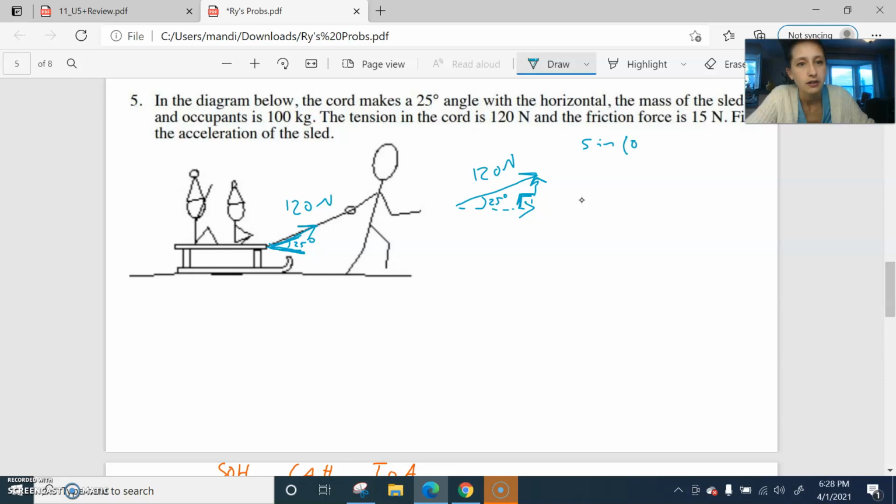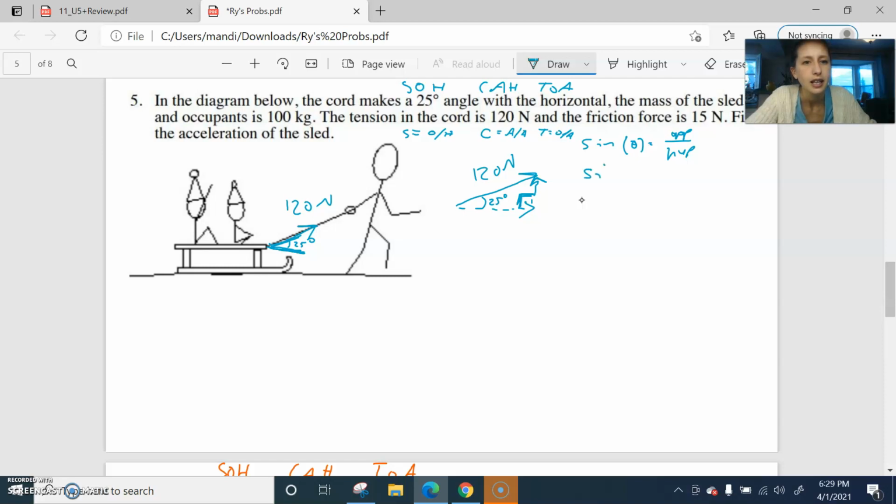Sine of an angle is opposite over hypotenuse. I remember this because I remember SOHCAHTOA, S-O-H-C-A-H-T-O-A. This means sine equals opposite over hypotenuse. Cosine equals adjacent over hypotenuse. Tangent equals opposite over adjacent. That's what that stands for, so SOHCAHTOA.